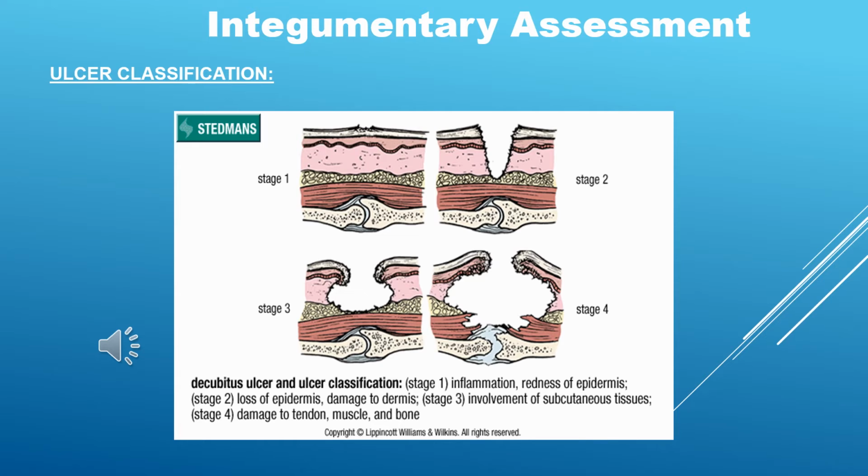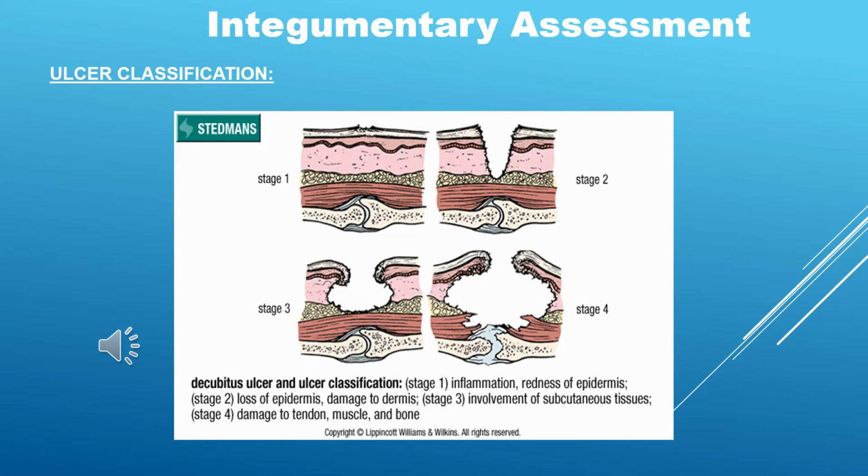Stage 3 is classified as the loss into the subcutaneous tissue or the fatty tissue, and is considered full thickness. In stage 3, the subcutaneous fat may be visible, slough may be present, and it may include undermining and tunneling. Stage 4 is damage involving the muscle, tendon, and possible bone. This is also full thickness. Slough or eschar may be present on some parts of the wound and often include undermining and tunneling.